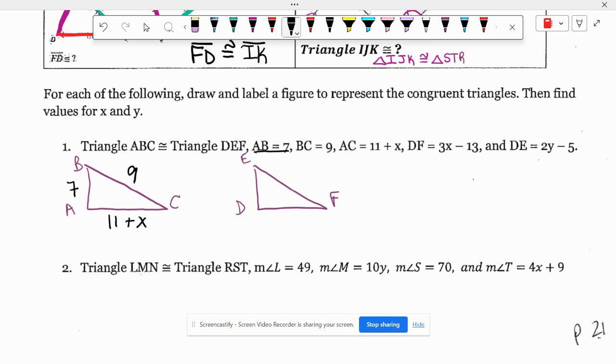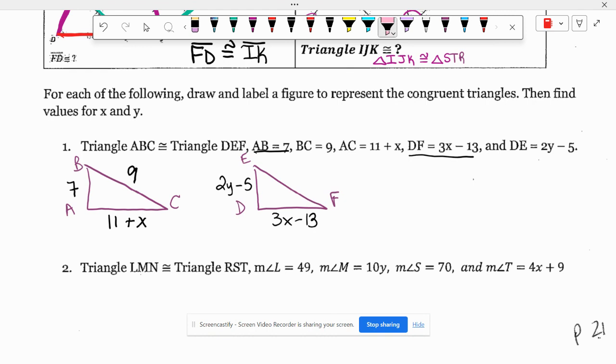Now, for those of you that like pictures, I always draw a picture, but sometimes my drawing doesn't fit the measurements. I'm just making a drawing. And once I figure out the value of X, sometimes the measurements don't always make sense. I just need the drawing to help me process. Okay. And then I'm going to go to segment DF, and it says segment DF is 3X minus 13. And segment DE is 2Y minus 5.